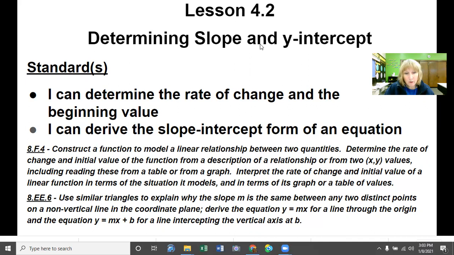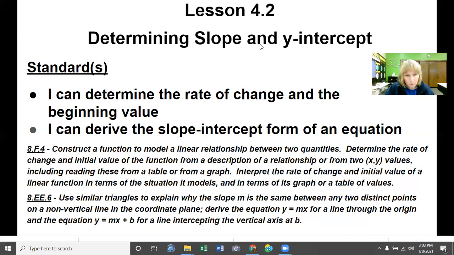F4 is construct a function, that's what a linear equation is, to model a linear relationship between two quantities. Determine the rate of change and initial value of the function from a description of a relationship or from two xy values, including reading those from a table or from a graph. Some of this you've done, so that should be a little bit familiar. Interpret the rate of change and initial value of a linear function in terms of the situation it models and in terms of its graph or table of values. Be working on this for a while.